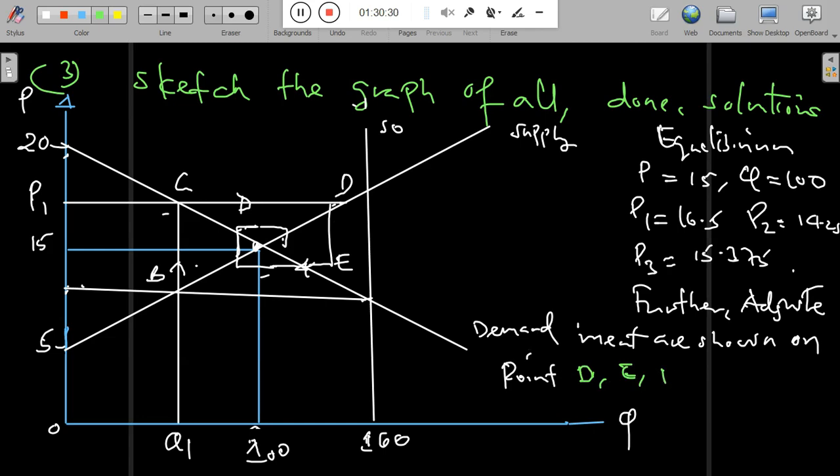So that is the graph, how it looks. Here, what you need to understand is that the further adjustments are shown at points D, E, C, and B. The adjustment points are shown at points D, E, and the point F, as you can observe, the point F is located over there. So these are the points of adjustment shown at points D, F, and so on. So that marks the end.